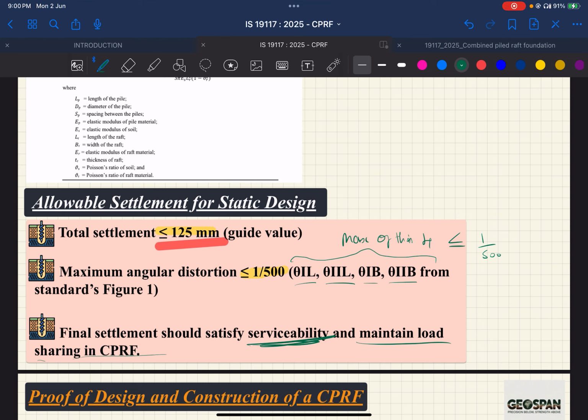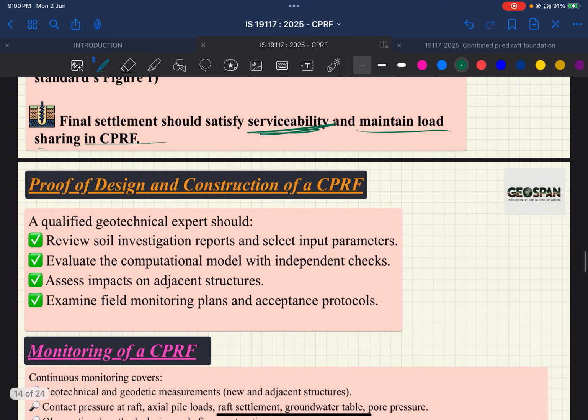Now let's move to the important aspects of proof of design and construction of a CPRF, where a qualified geotechnical engineer expert should review the soil investigation report and select the input parameters and evaluate the computational model with independent checks and assess impact on adjacent structures and examine the field monitoring plans and acceptance protocols.